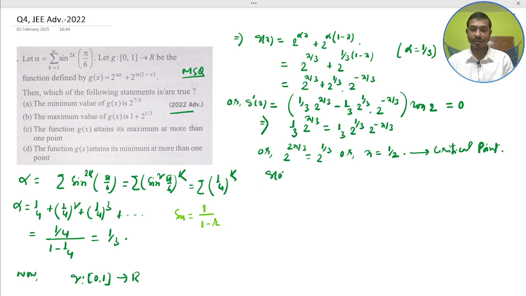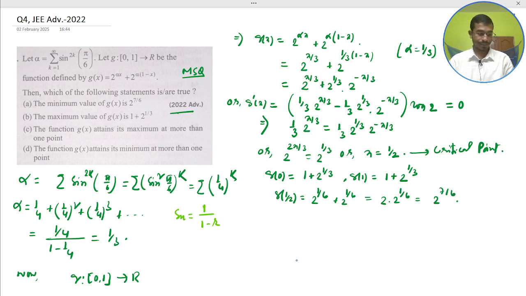So, g at x equal to 0 would be what? G0. That would be the 1 plus 2 to the power 1/3, and the g1 would be what? 1 plus 2 to the power 1/3, and so that the g at half would be what? 2 to the power 1 by 6 plus 2 to the power 1 by 6. So that would be the 2 to the power 1 by 6. So 1 plus 1 by 6, 2 to the power 7 by 6.